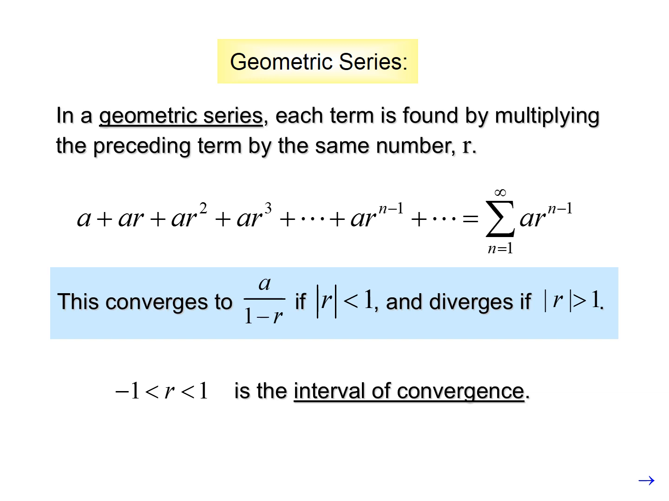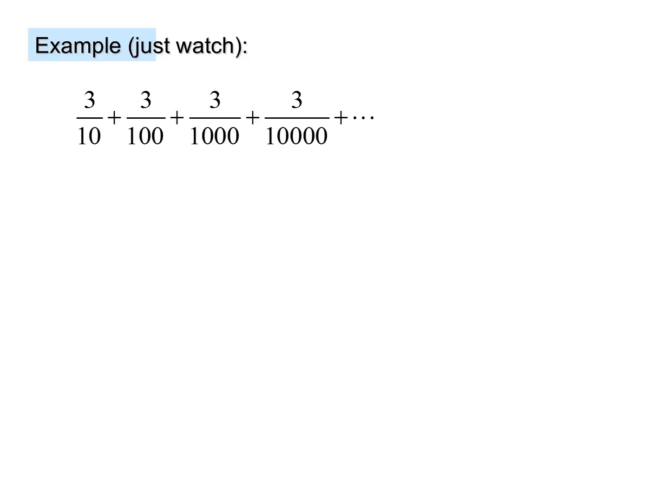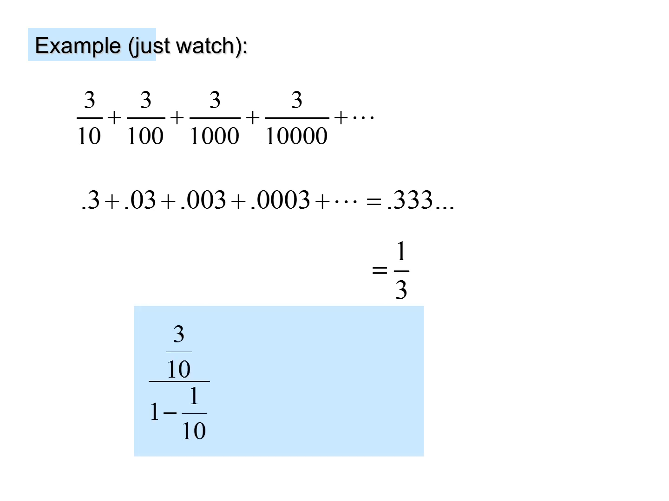In the next unit, we talk a lot about the interval of convergence, but the interval of convergence would be from -1 is less than r is less than 1. This is not in your notes, so just watch. In this example, if we continue to add these up, we would get 1/3 because our initial term a is 3/10. Our r is 1/10. So using the formula that I just gave you, we see that the sum is 1/3.